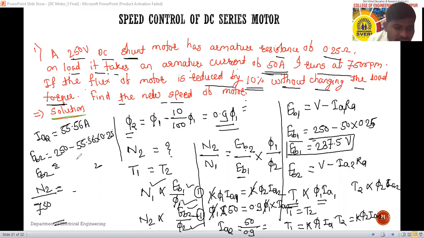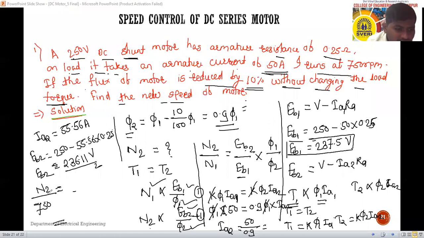Back EMF. किती येतंय 55.56 गुणिले 0.25? Do calculation fast. 36.11, right. बरोबर आहे का? Yes, sir.